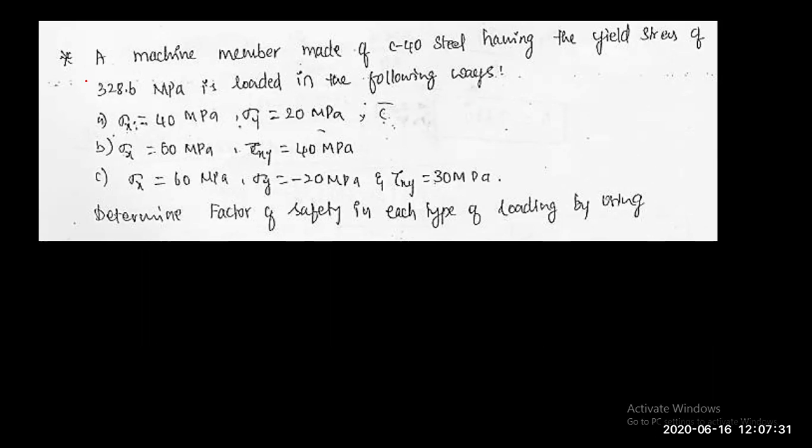We have a machine member made of C40 steel. Material is given having a yield stress of 328.6 megapascal. So sigma y, which is the yield stress, is 328.6. This is given. This is our data here.